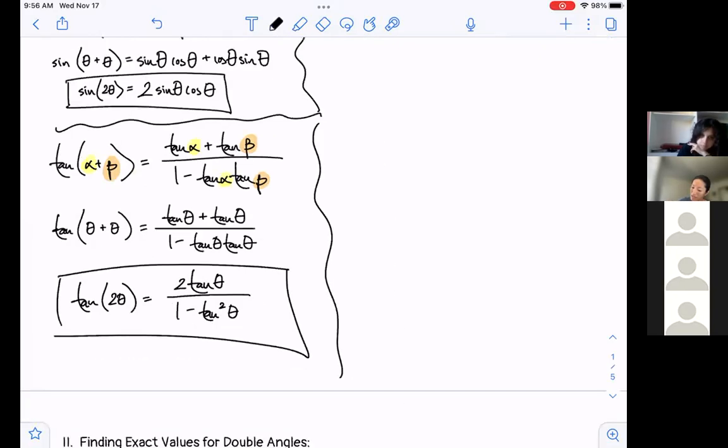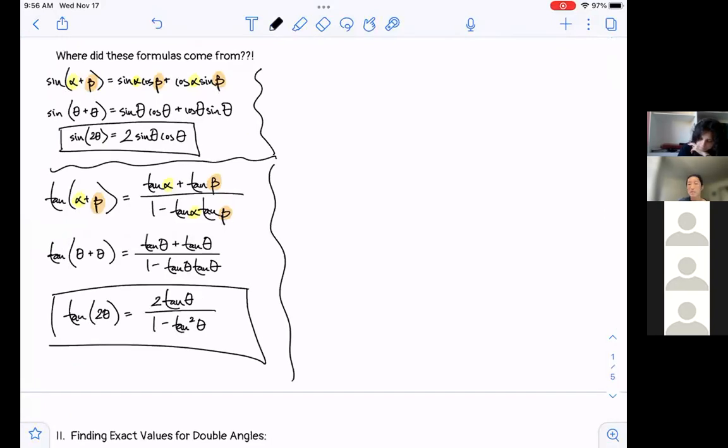All right. So with the sine and cosine, or the sine and tangent formulas, we can literally plug them into the sum formula. But instead of having 2 different angles, we have 2 of the same angle, and now we have a double angle formula. Okay.